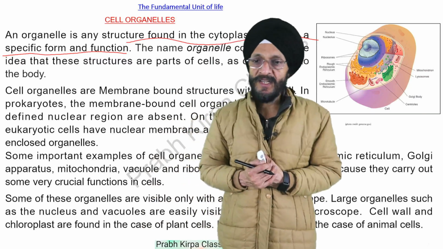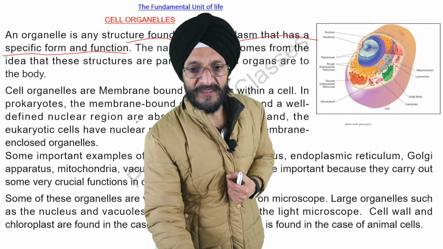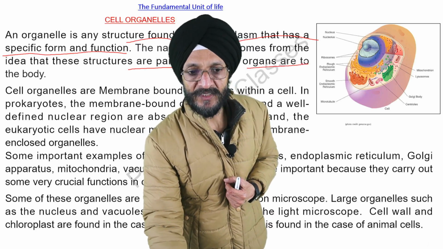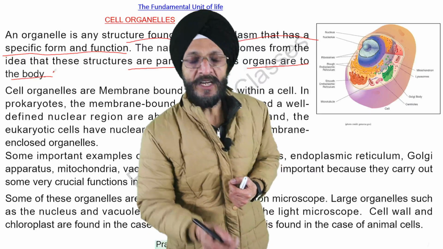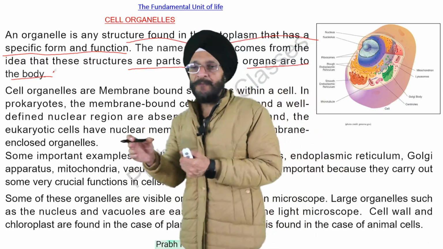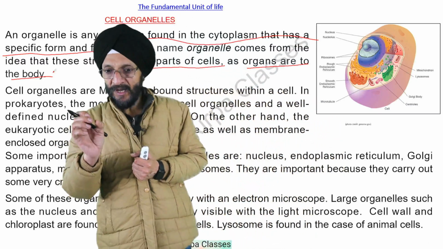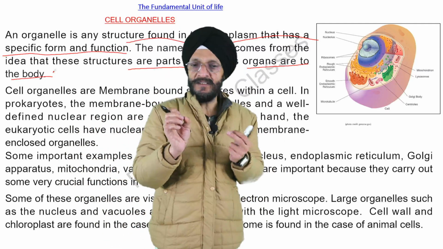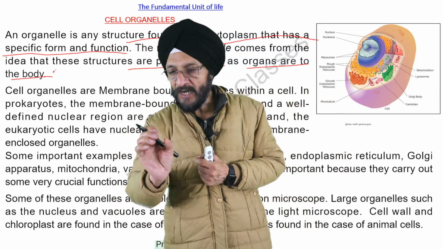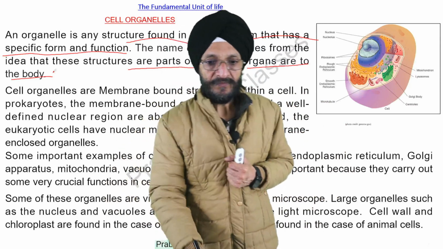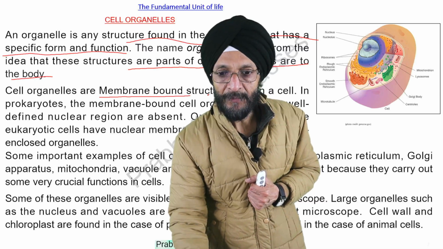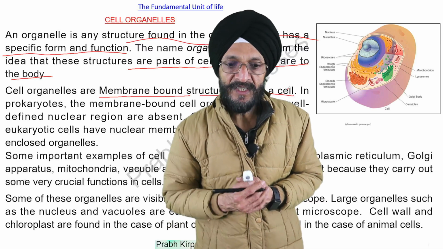The name organelle comes from the idea that these structures are parts of the cell as organs are to the body. It means that as a body has organs, in the same way a cell has small organs which are known as organelles. These are the parts of the cell. Cell organelles are membrane bound structures within a cell.